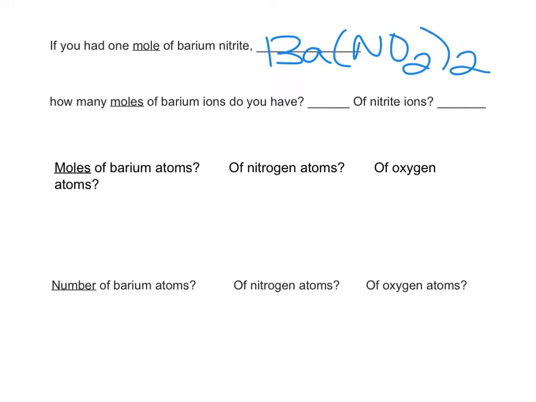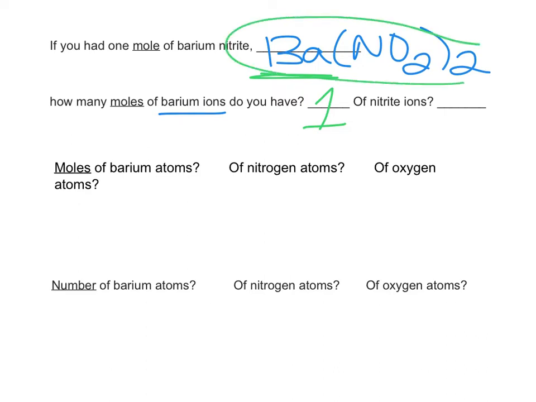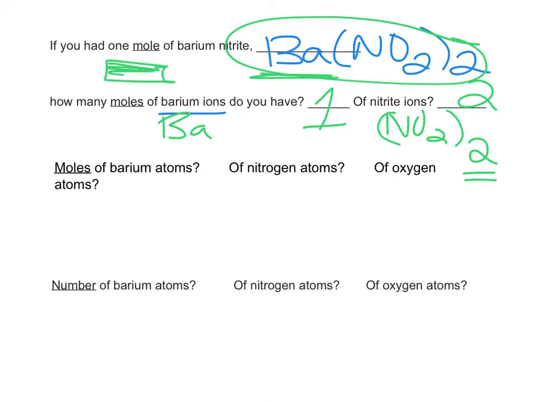And it says, how many moles of barium ions do you have? Well, in your formula, there's only 1 barium. And so if you had a mole of it, it would break up, like if this thing dissolved into its ions of barium and nitrite, you would have 1 mole of barium, but you would have double the amount of the nitrite ions.